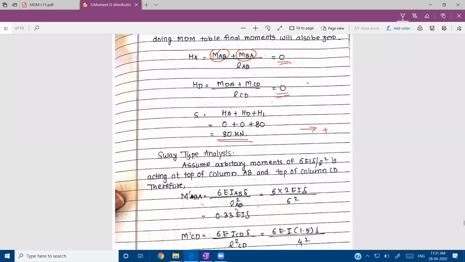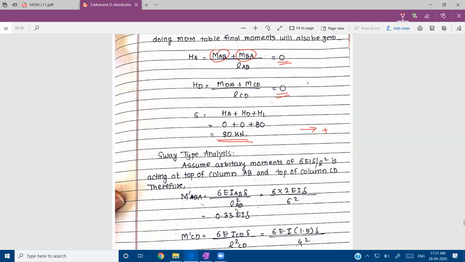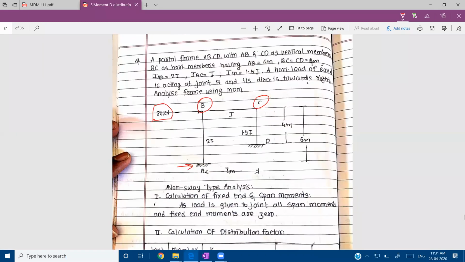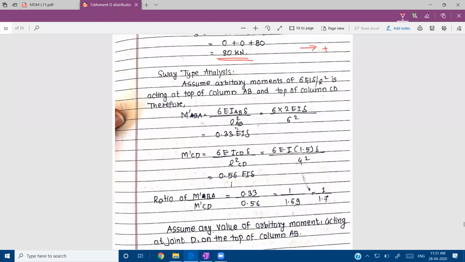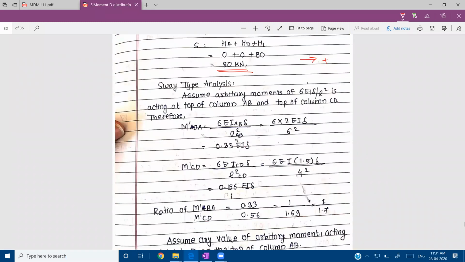Now for sway type analysis, remember in the previous problem what we did, we directly assumed moments acting on the column and only one column was present. But here we have two columns. So we have to first assume the moment acting at column AB, MBA, and next the moment acting at the next column MCD. So how to assume that? For that, first of all, we have to calculate the ratio of moment acting at both columns. So how to calculate that ratio? For example, here is M dash BA, which is the moment acting at the top of column BA.